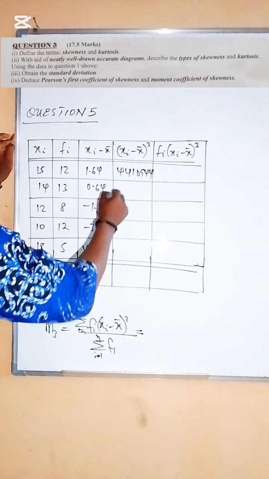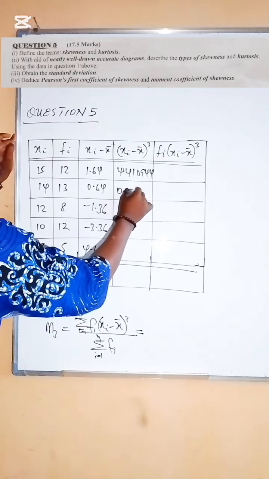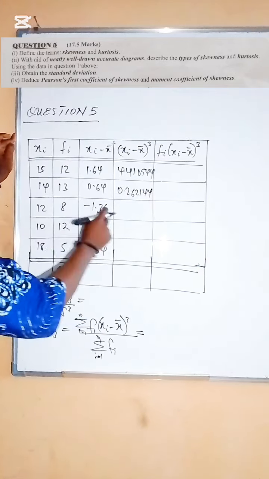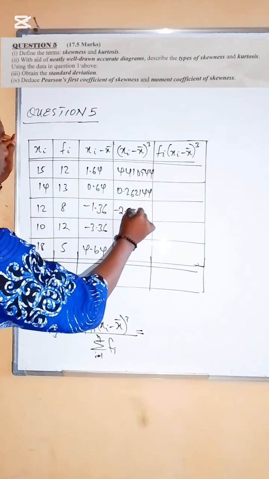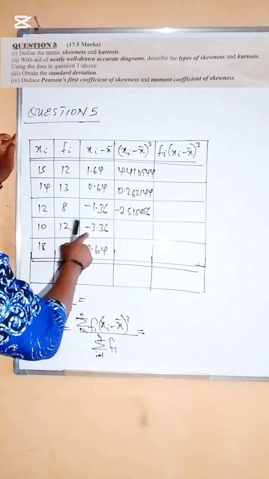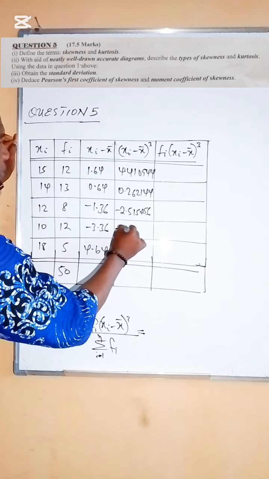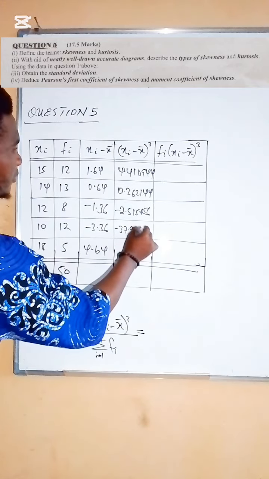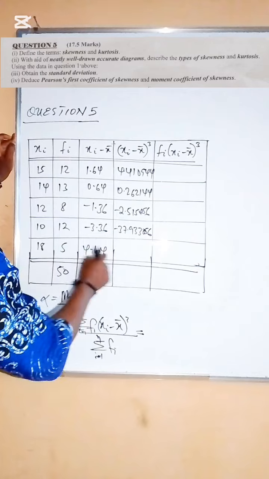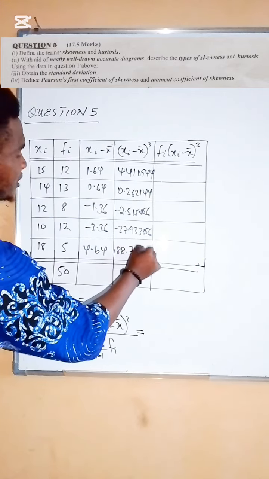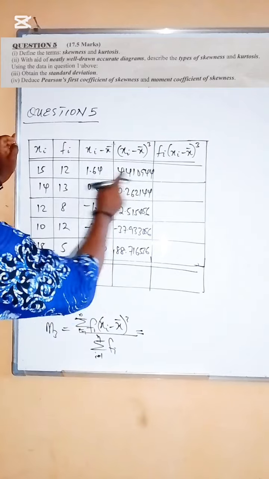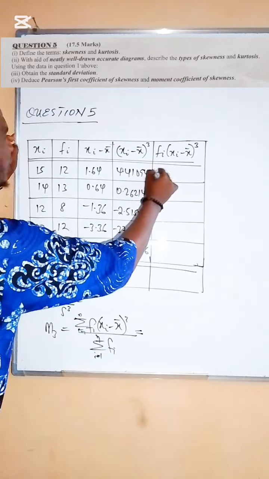4.410944. This will give us 0.262144. When you cube this, you're going to get minus 2.515456. When you cube this, you're going to get minus 37.933056. When you cube this, you're going to get 88.716536. Okay?